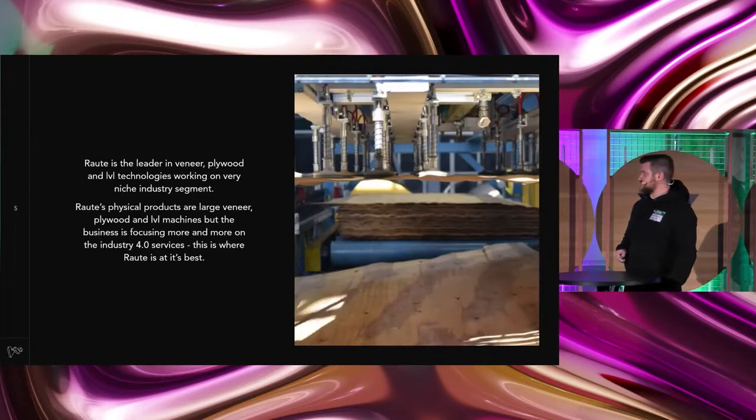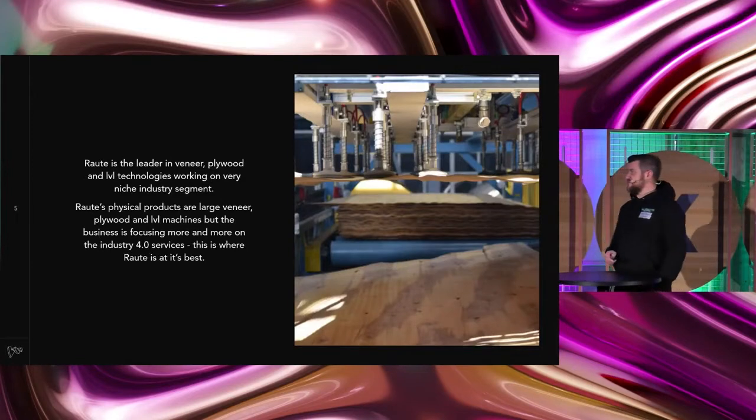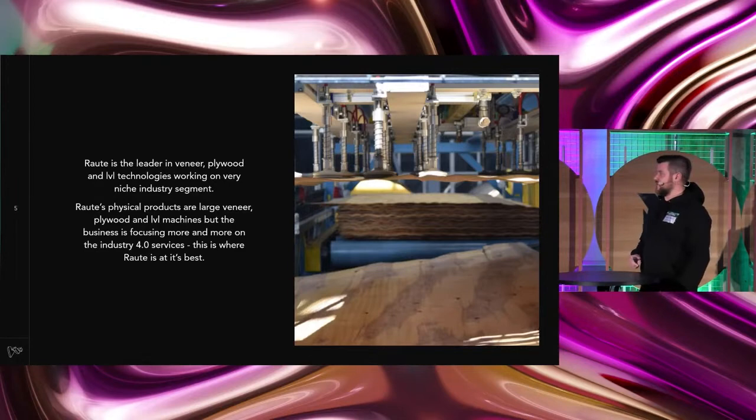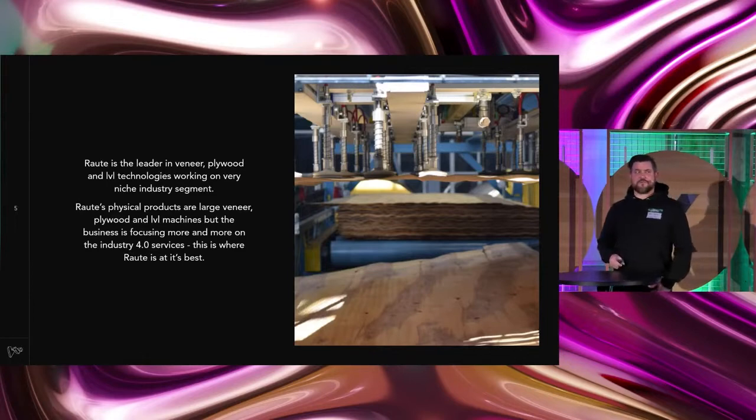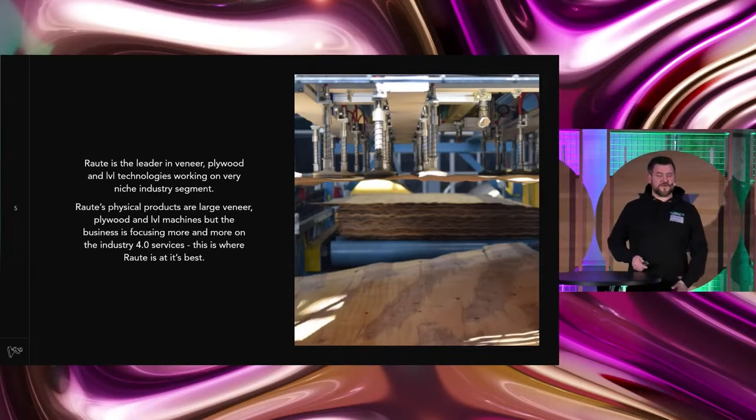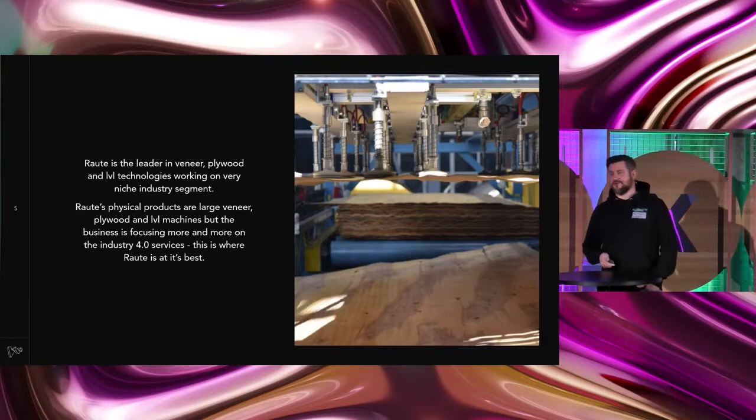Raute is a Finnish company, leader in veneer, plywood and LVL technologies. So basically they create veneer materials from wood, and this is a really niche segment of industry. It is a highly sophisticated market, and they're working globally there. Although the physical machines are what they produce, their actual competences and their future is in Industry 4.0 services and technology.